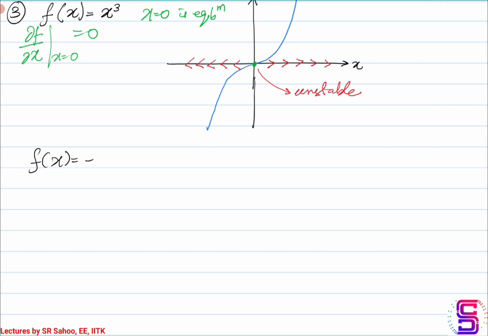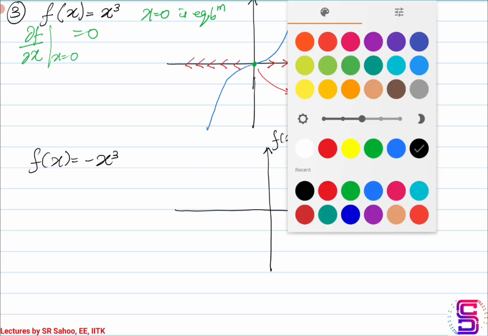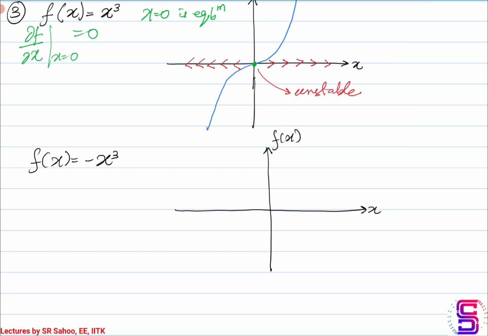When f of x is minus x cubed. So in this case, with this as the x-axis and this being f of x, we have f of x versus x looking something roughly like this.